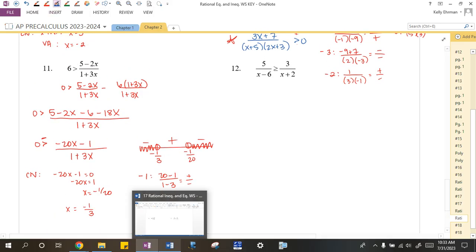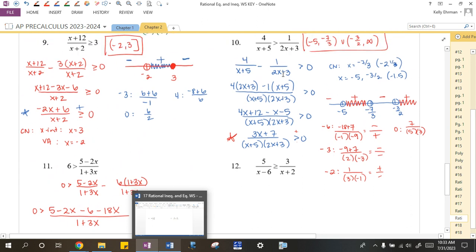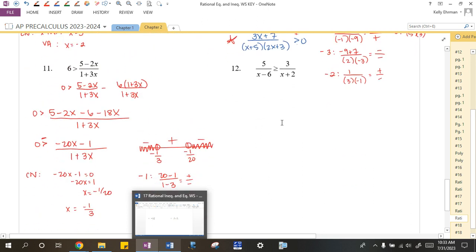And our final problem here, same thing as problem number 10. I cannot cross multiply or clear out denominators, so I am simply going to subtract and leave a bit of room for setting up common denominators. I'm going to subtract 3 over x plus 2. This is greater than or equal to 0. And I know I need to set up common denominators by multiplying each fraction by the opposite denominator.